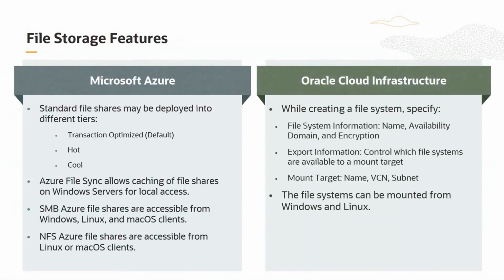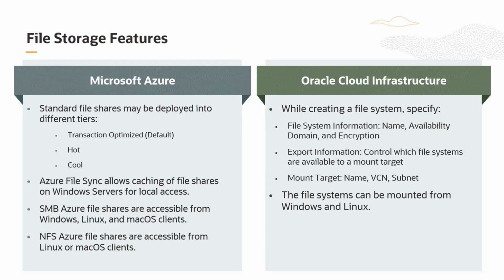In Azure, there are three tiers: transaction optimized, hot, and cool. There is also a service known as File Sync that allows caching of file shares on Windows servers for local access. SMB file shares are accessible from Linux, Windows, and macOS clients, whereas NFS file shares are accessible from Linux or macOS clients only.